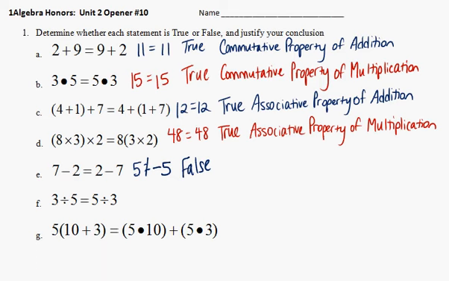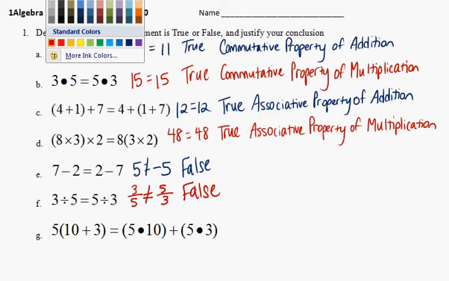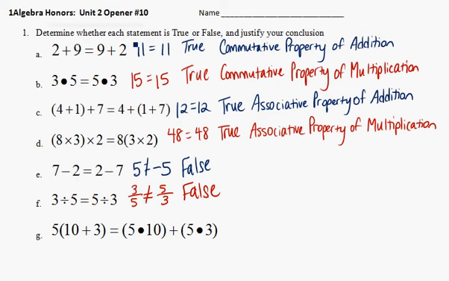Now let's check out whether the commutative property holds true for division. 3 divided by 5 is 3/5. 5 divided by 3 is 5/3, and 3/5 does not equal 5/3, so this one is false also. So it looks like the commutative property is not true for subtraction, and also the commutative property is not true for division. Finally, in part G, we see another property demonstrated.